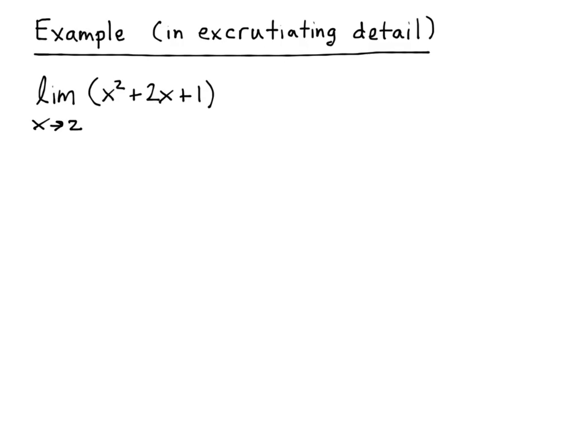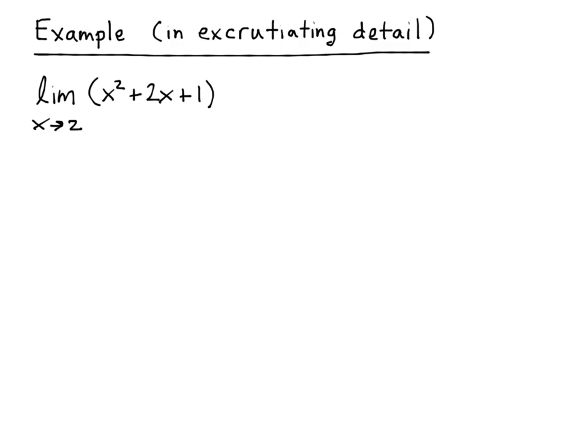Okay, so here's my polynomial, x squared plus 2x plus 1 as x goes to 2. The way you're going to do it is you're going to figure out 2 squared is 4, plus 2 times 2 is 4, so that's 8, plus 1 is 9. So the limit as x goes to 2 of this polynomial is 9.